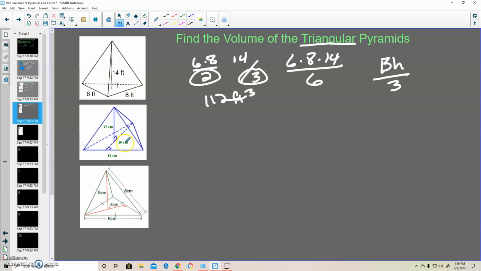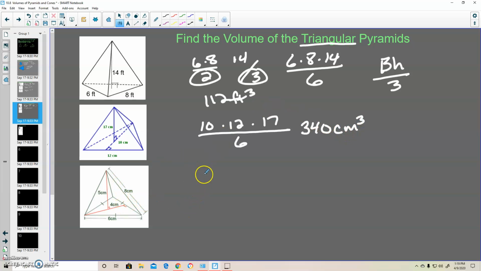Okay, again, length times width times height, 10 times 12 times 17, and we're going to divide by 6. If I do that mentally, that gives me a 2. That's 170 times 2. That should be 340. 340 cubic centimeters. Okay. Last one.